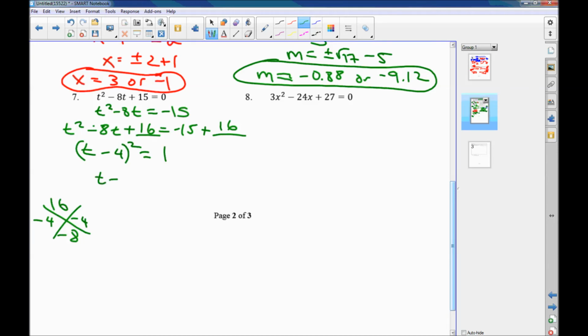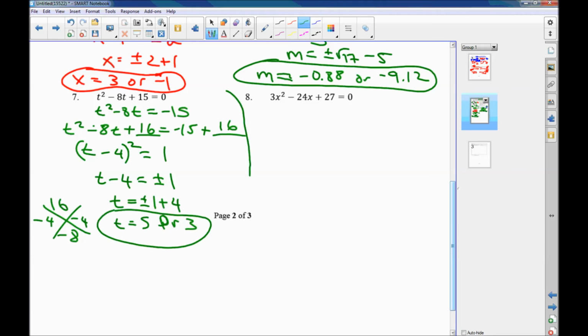And then I'll square root both sides. So I get plus or minus 1, because 1 times 1 is 1, and -1 times -1 is 1. And then we'll add 4 to both sides. So this will be plus or minus 1 plus 4. 1 plus 4 is 5, and -1 plus 4 is 3. So our answers are 5 or 3. Okay. All right, number 8, we got a little more work to do here.